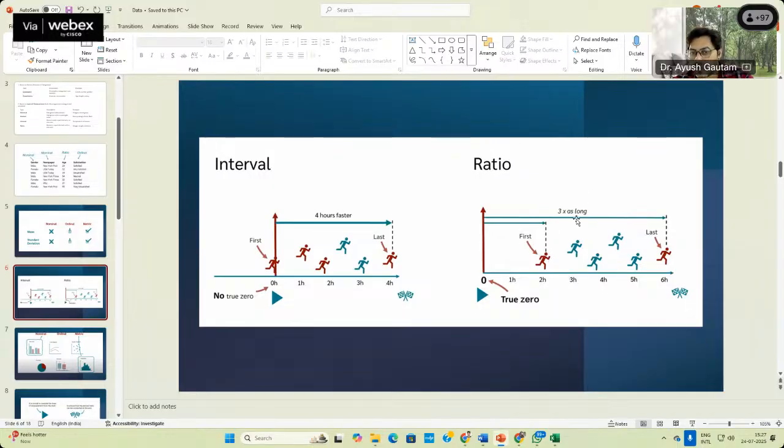So when we have ratio data, when we have defined the true zero, then we can do the comparison. We can compare two persons, how fast one person is compared to another. But if no true zero has been decided, then what can we say? We can say that this person is 4 hours faster than this person, because there is no true zero. You never know when the race was started, but as of now, this person is running 4 hours faster than this person.